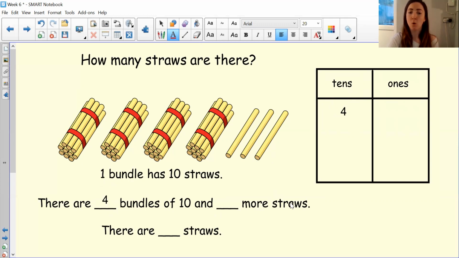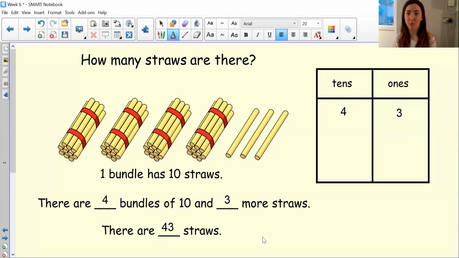And how many more straws are there? Can you pause and count them? There are 1, 2, 3 more straws. So there are 4 tens and 3 ones. So how many straws are there altogether then? Let's look at our tens and ones columns. 4 tens and 3 ones. What do we think? Pause if you need to. 43. There are 43 straws.